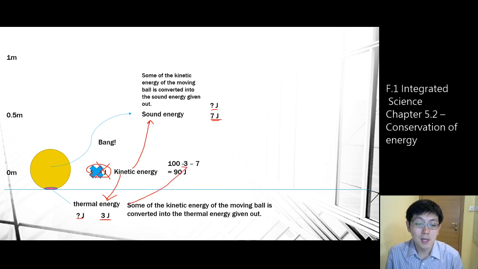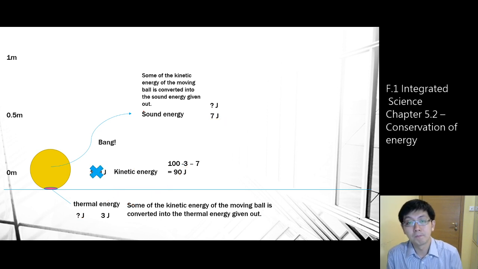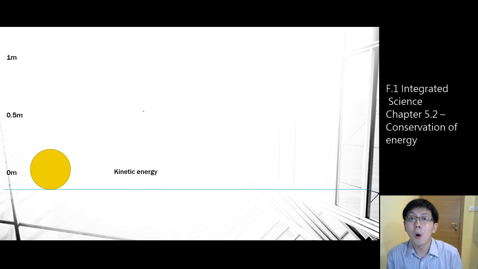Some of them is converted to thermal energy. Some of them is converted to sound energy. So just before the ball rebounds, some energy is being converted to other form and then released to the environment. They are gone to the environment, not stored in the ball, not carried by the ball anymore. So when the ball rebounds, it is only carrying 90 joule of the kinetic energy.